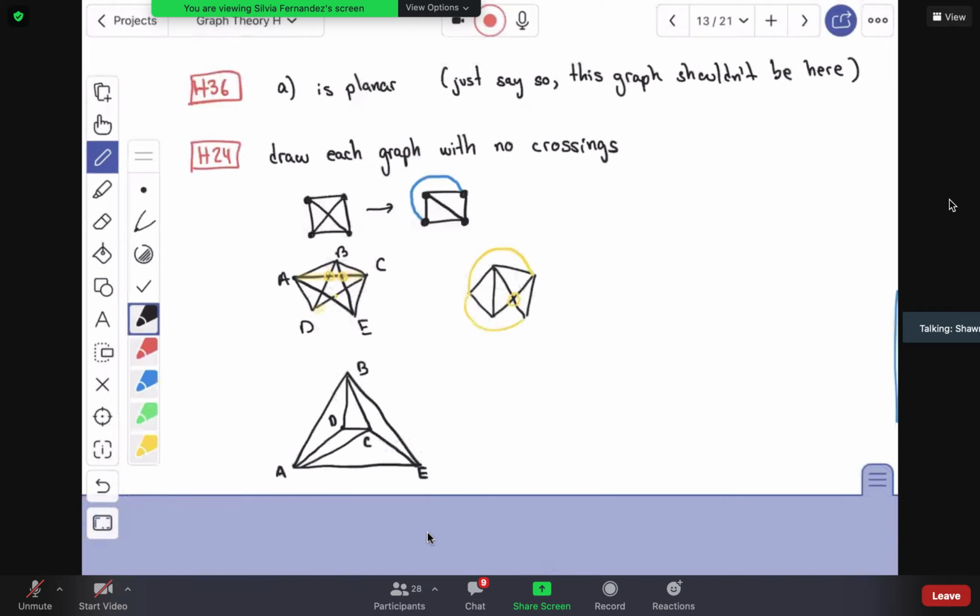Sorry, I'm a little confused here. Isn't K5 all degrees 4, or can some degrees be less than 4? No. So this is not K5. This is K5 minus an edge. It's not K5.